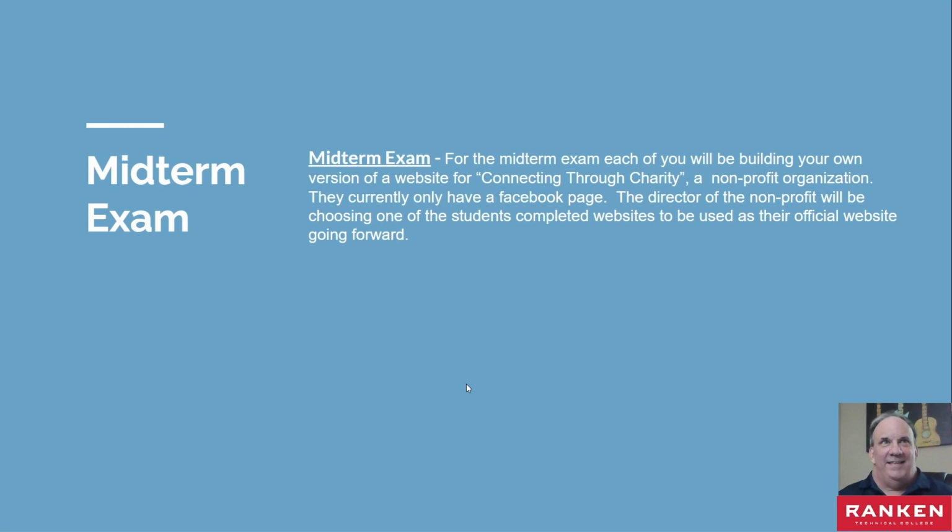One thing that I think is going to be really cool in this course is, well, we're going to have a midterm exam. And this midterm exam is going to be about building a version of a website for a nonprofit organization called Connecting Through Charity. And what we will be doing is each of you will build your own version, okay? And currently they only have a Facebook page. And then the director of Connecting Through Charity will choose one of the students' completed websites to be used as their official website going forward. So I think that's pretty cool. I hope everybody enjoys that.